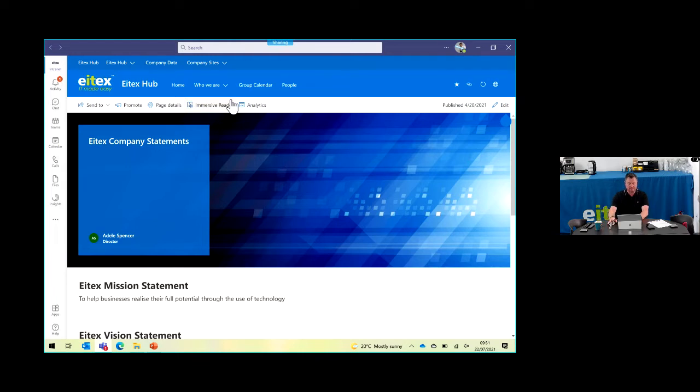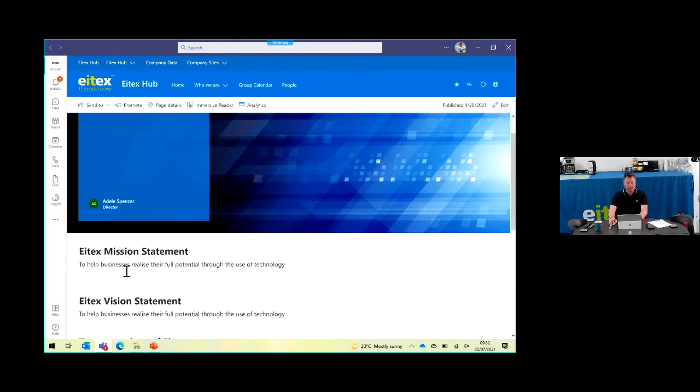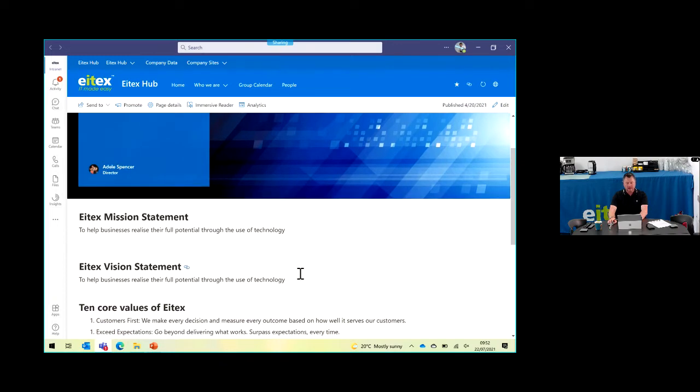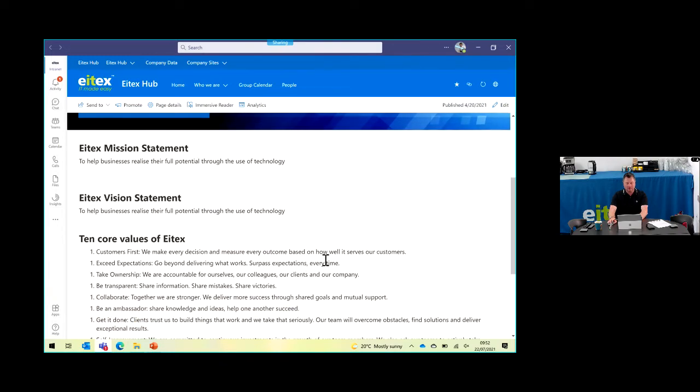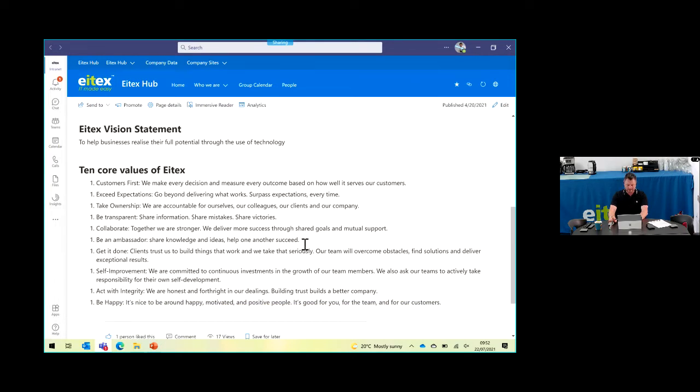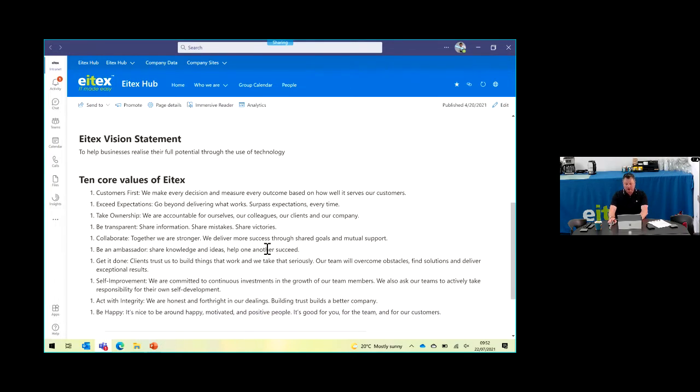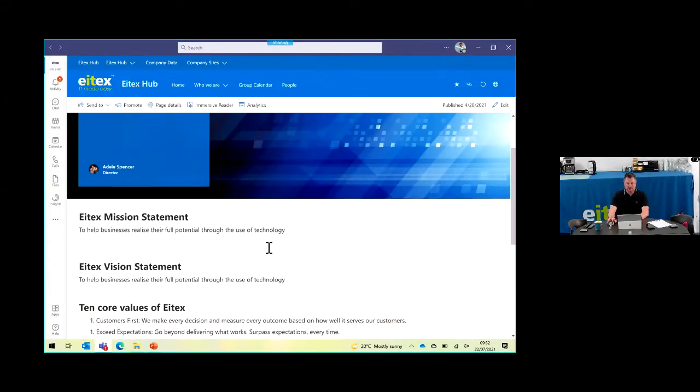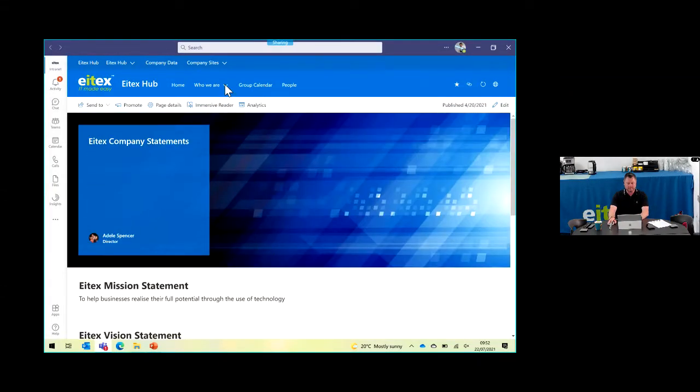Here we have the iTex mission statement: to help businesses realize their full potential through the use of technology. Now, you might think your staff know all this sort of stuff about your organization. They don't always, so it's really good to surface that information on here.